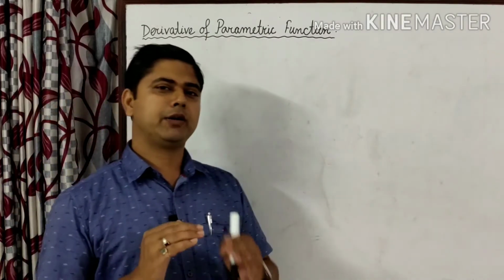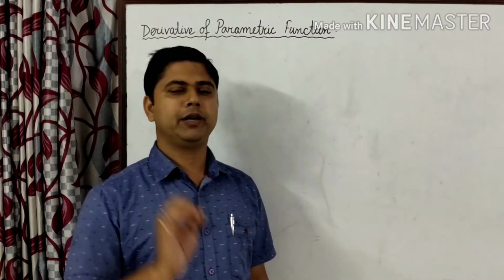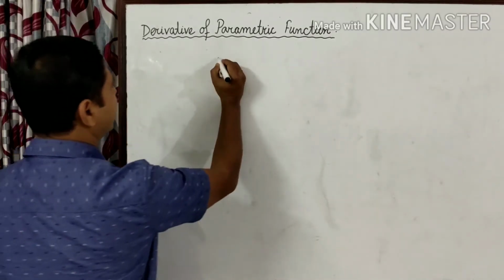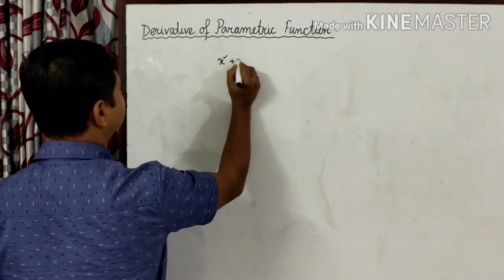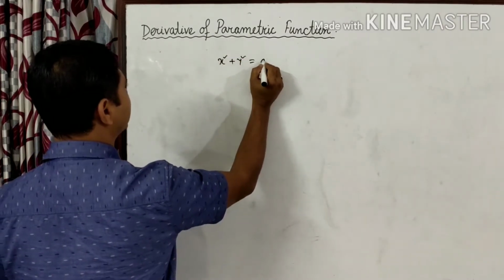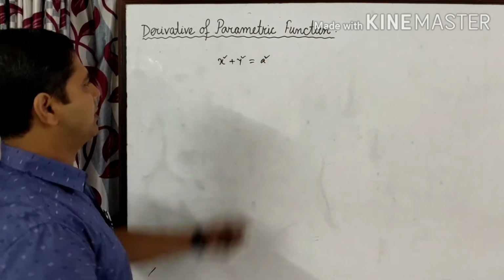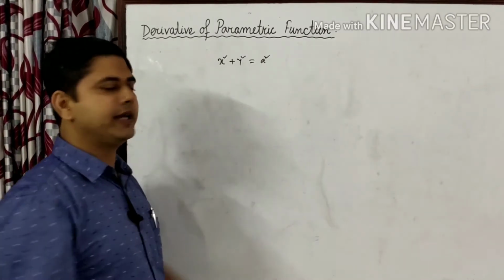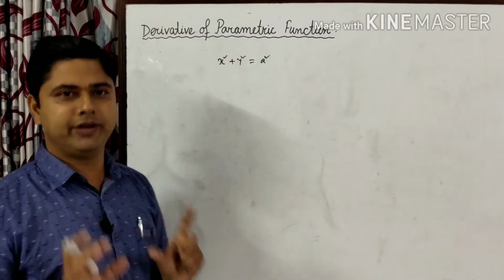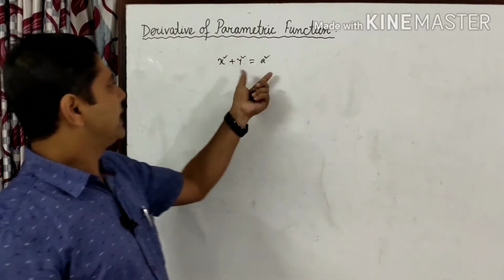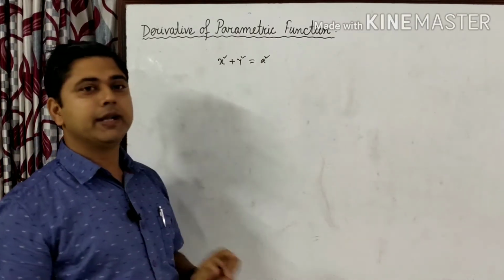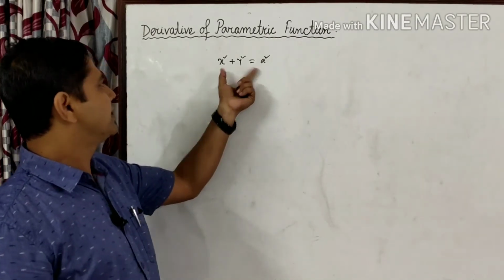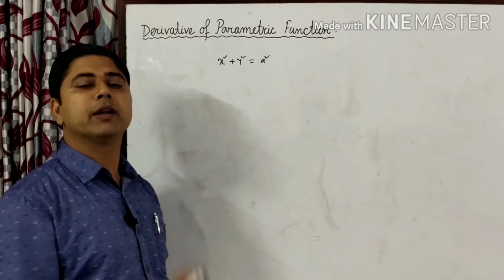Generally, if I define a particular function, there are two variables. Say like that: x square plus y square is equal to a square. Here a is constant, and x and y are the variables. In this example, x and y are the variables. Now you can express these two variables in terms of another variable.